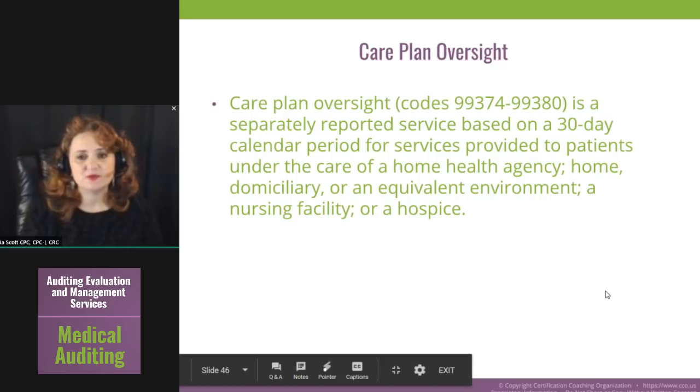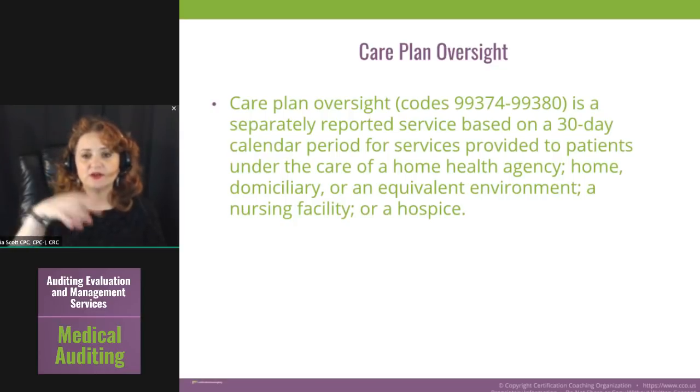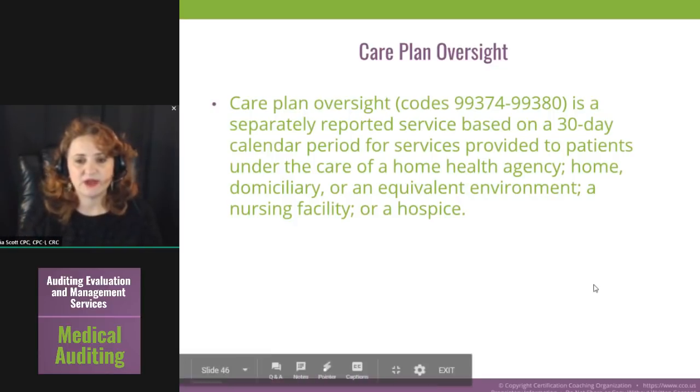Care plan oversight, we have just a few codes again, 99374 to 99380. That's separately reported and is based on 30-day intervals, a 30-day calendar period of time. And so you're on, say, a home health agency, or the equivalent, maybe a nursing facility or hospice, and the provider is doing that oversight, and every 30 days they're doing another evaluation.